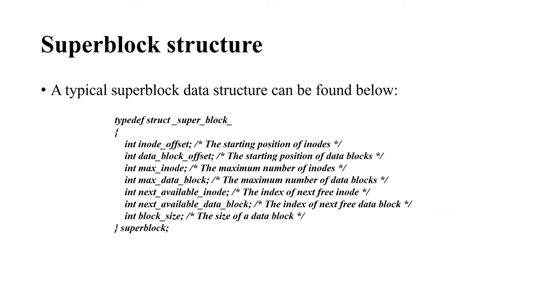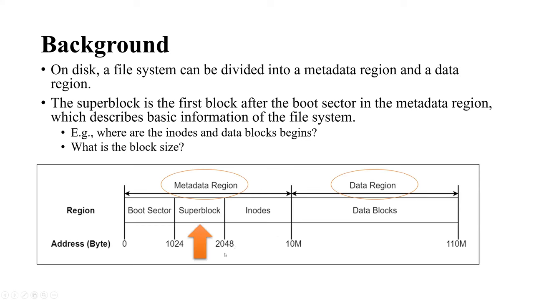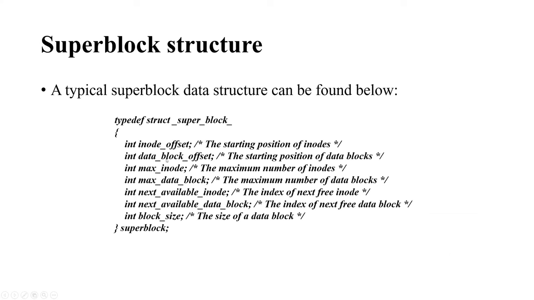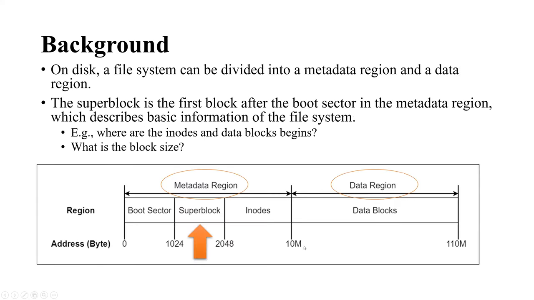So this is a typical data structure of the super block. You can see we have several parameters inside it. Let me introduce these parameters one by one. Firstly, the inode offset defines the start position of the inodes, which is this one, the start position of the inode region. Then the data block offset is similar, but it defines the start position of the data blocks. In this figure, it shows this one.